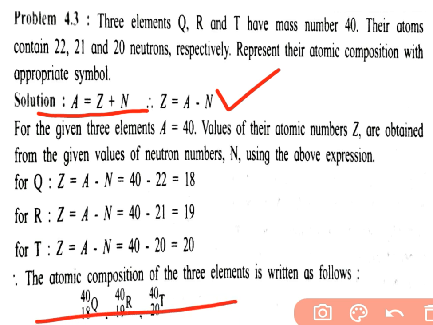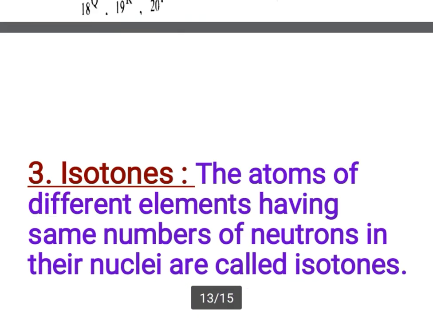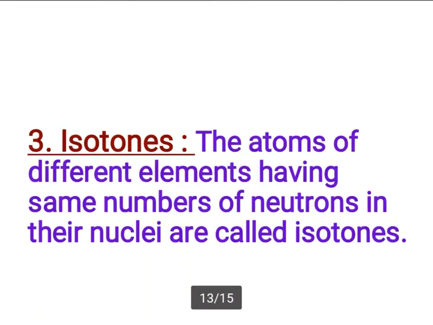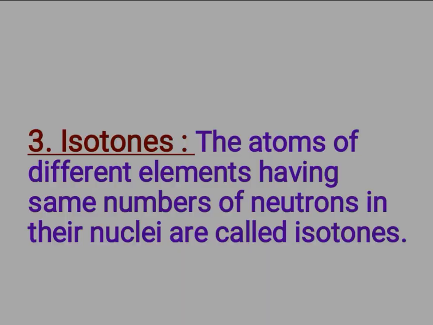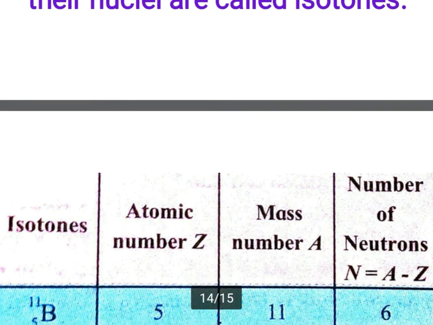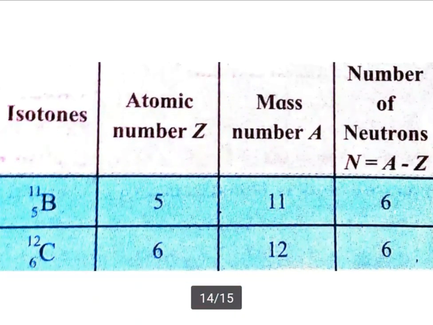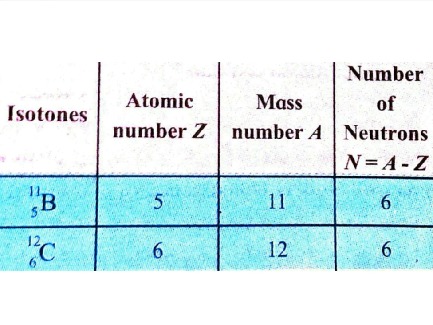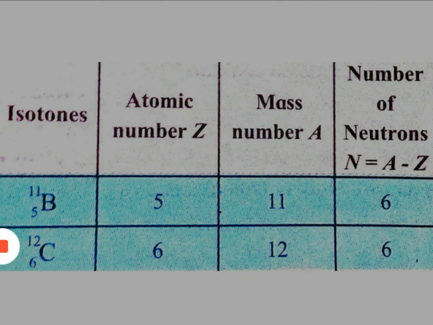Next term, isotones. The atoms of different elements having the same number of neutrons in their nuclei are called isotones. Here is the example. Same number of neutrons means isotones. See, B means boron 11 and carbon 12.